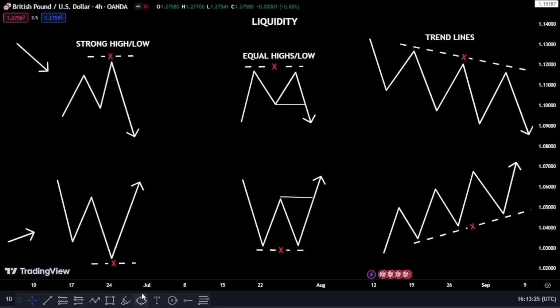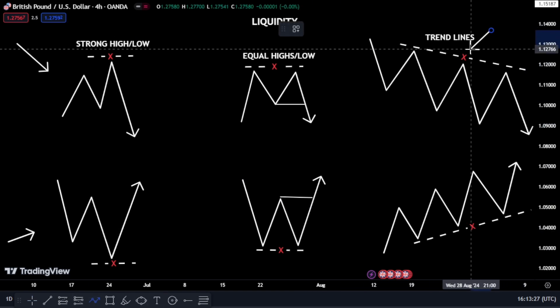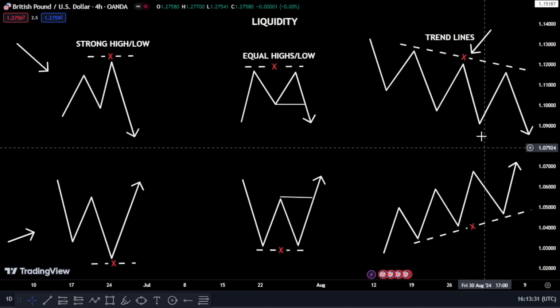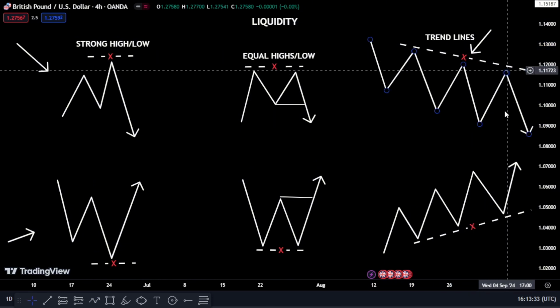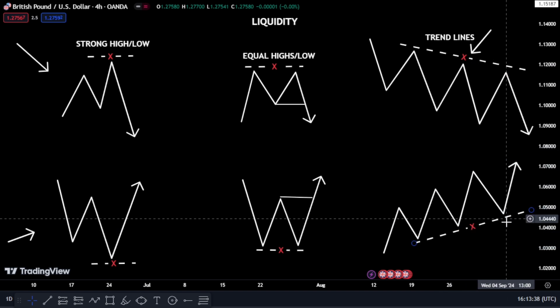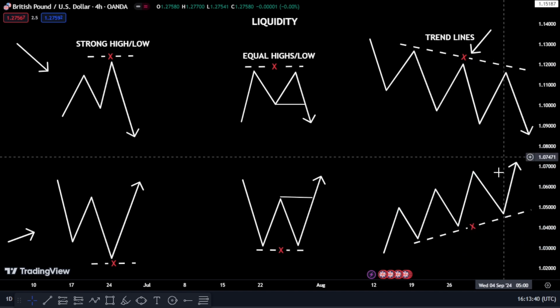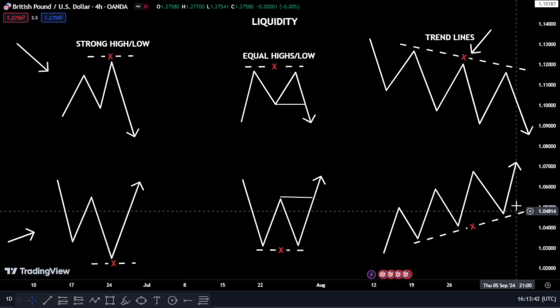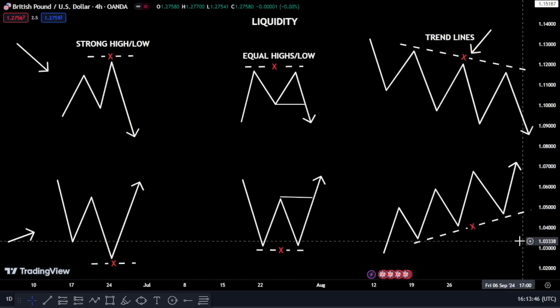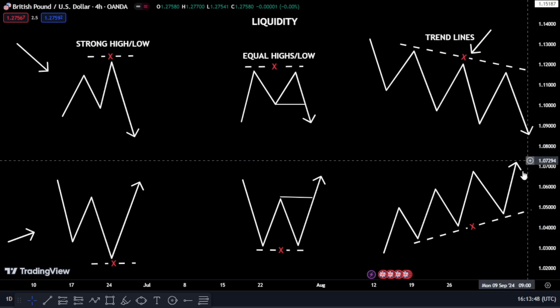And then your trend lines. You were taught to sell here when it touches the trend line, and when it touches the trend line, you buy to the upside. So what happens? The big institutions are going to use that to manipulate you, take out your stop loss, and then push the market to the upside.